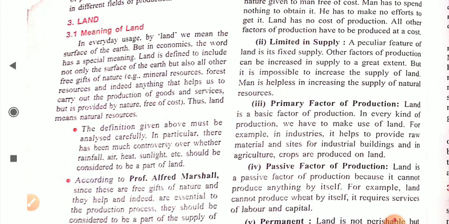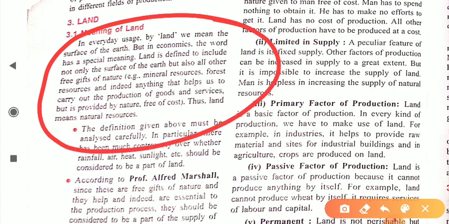But dear student, in economics the word has a special meaning. In economics, land is defined to include not only the surface of the earth but also all other free gifts of nature, like mineral resources, forest resources, and all those resources which we receive from nature as our free gift. It is simply known as the part of land. Whatever gift we receive from nature without any cost, it is simply known as part of land.